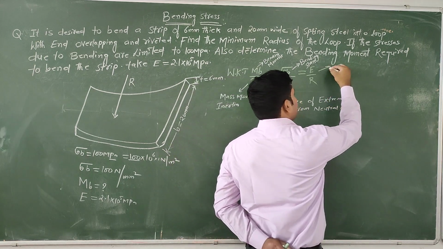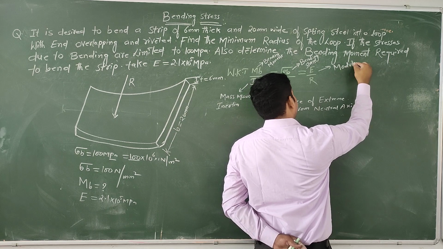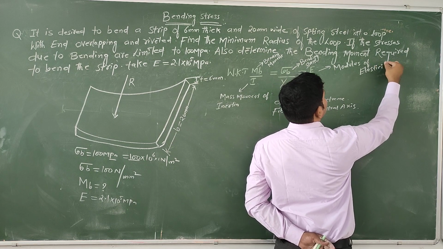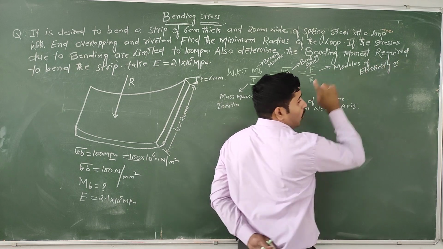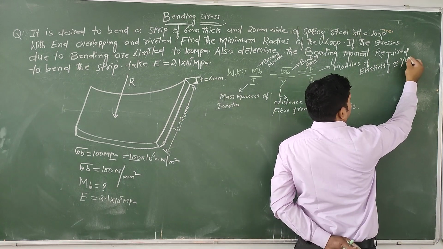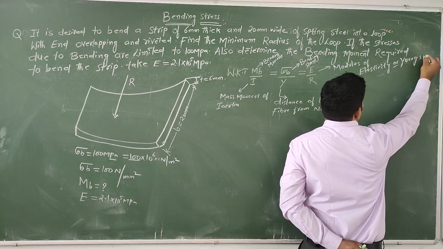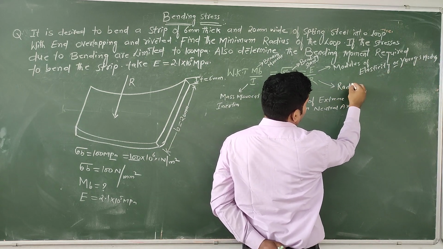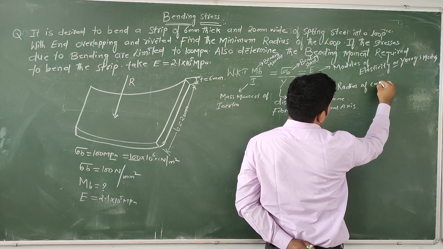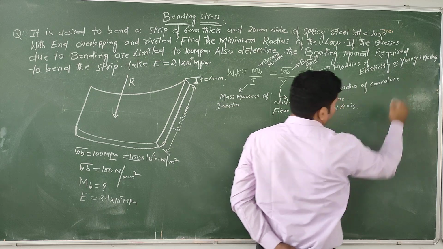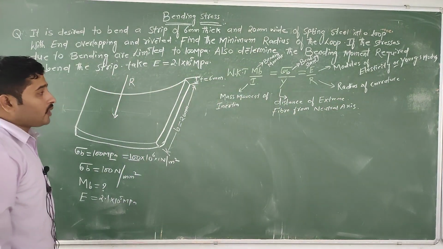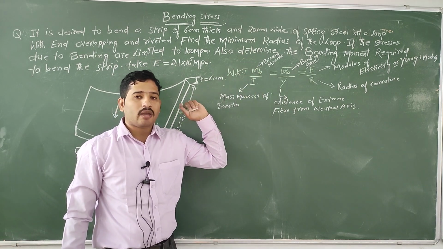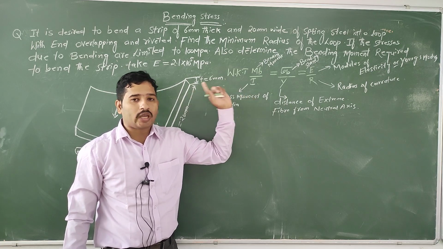E is the modulus of elasticity, or Young's modulus. And R is the radius of curvature. So that is the bending moment equation: M_b by I is equal to sigma_b by y equal to E by R.